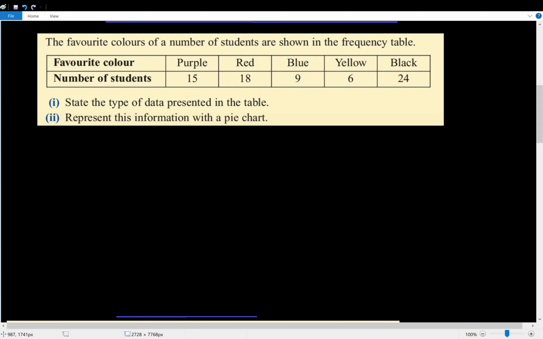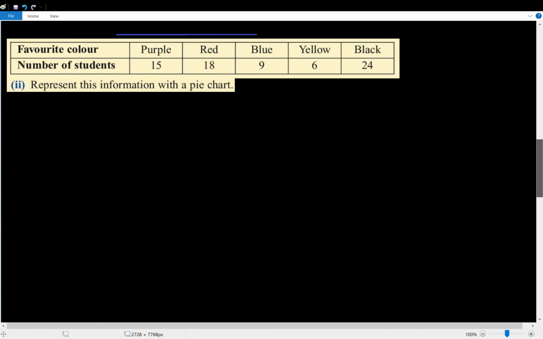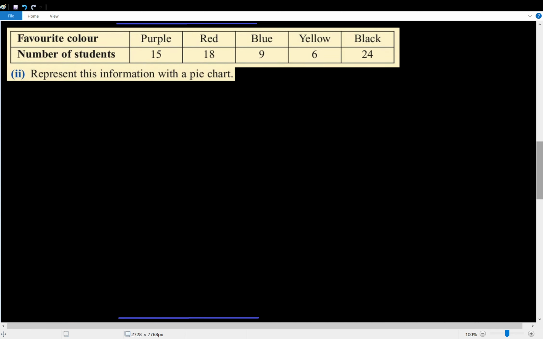And this particular type of data is categorical because the information they're being asked about is their favorite color rather than anything that is either counted or measured, which would make it numerical. So this is categorical data. But that's not what this video is about. We're here to talk about how you would put together a pie chart with that information. So let's start taking a look at that. So represent this information in a pie chart.